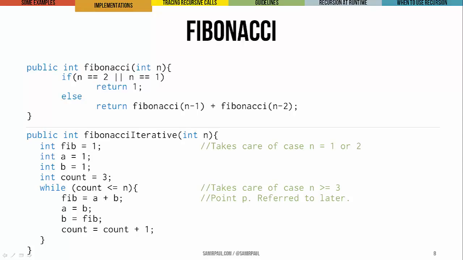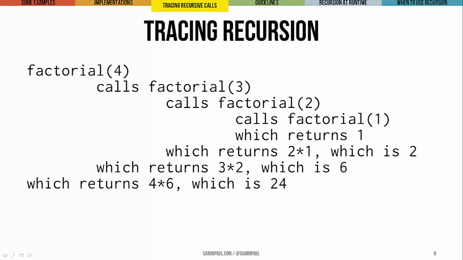Hopefully you can see that the iterative version here is just not as elegant a solution as the recursive version. We're going to be able to understand recursion a little bit better if we trace the sequence of recursive calls and returns that occur in a normal situation. So suppose we want to calculate the factorial of 4.